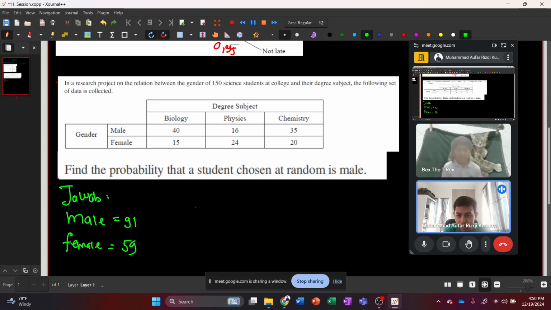So what is the probability then? Let's call it P of male, the probability. M and F. M is male. The probability of finding a male is equal to the probability of finding a male.